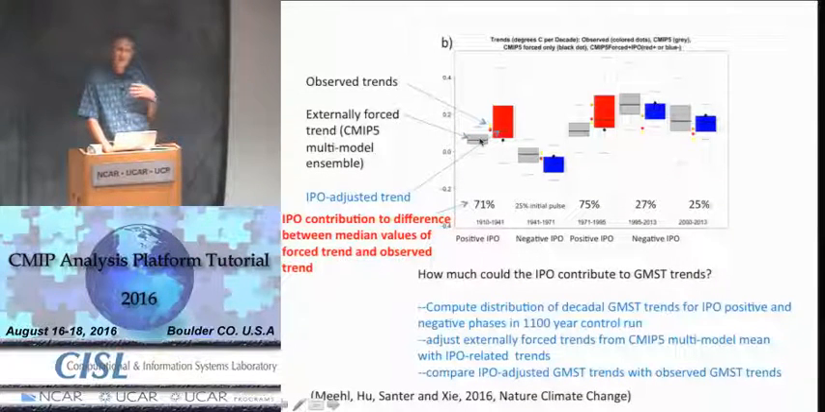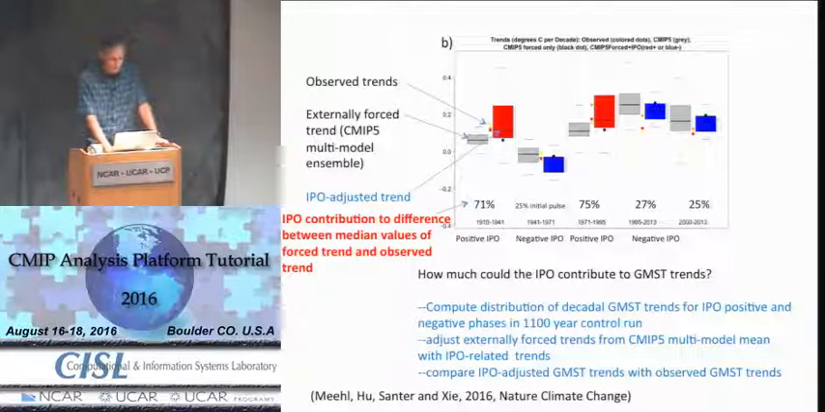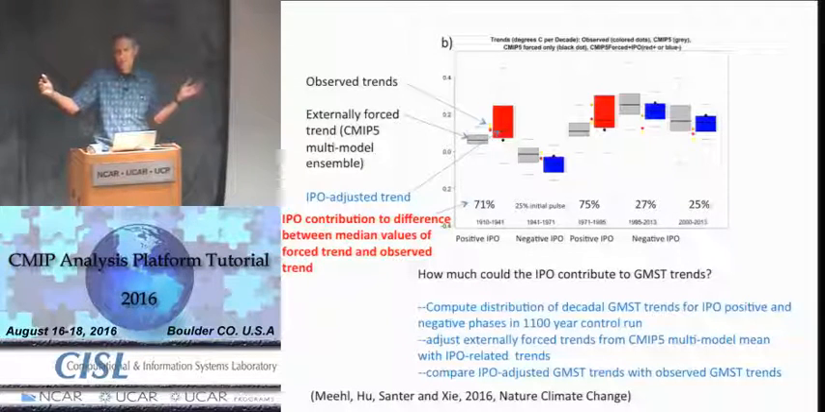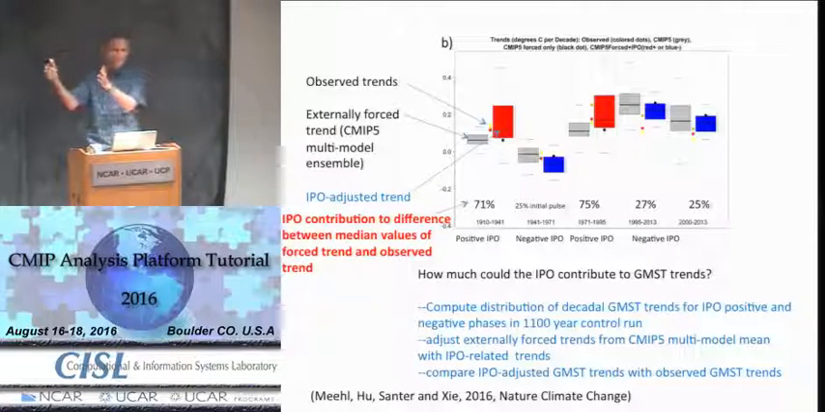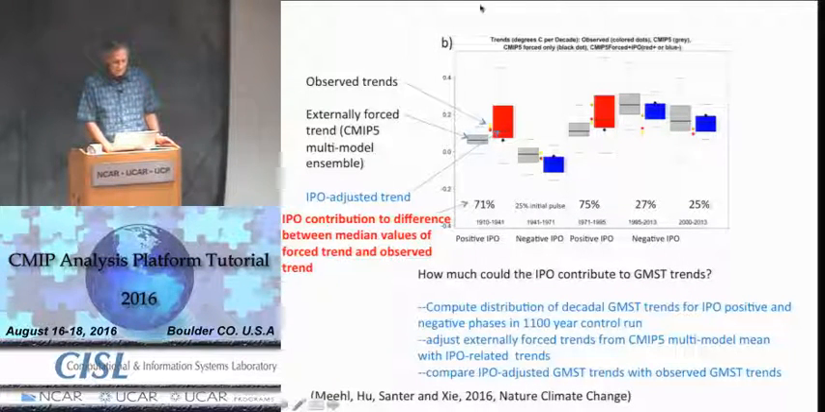So the question is, how much does the IPO contribute to this difference between the externally forced response, defined by the multi-model ensemble average, and the observations? And so we take a long control run from one model, because we want to just pick out trend lengths from a single model simulation. In this case, we used the CCSM4 1100-year control run. We made distributions of global surface temperature trends based on phase of the IPO, got a distribution for negative IPO phase, a distribution of trends for positive IPO phase, and actually did a correction to these trends using the IPO phase, and we get to this distribution.